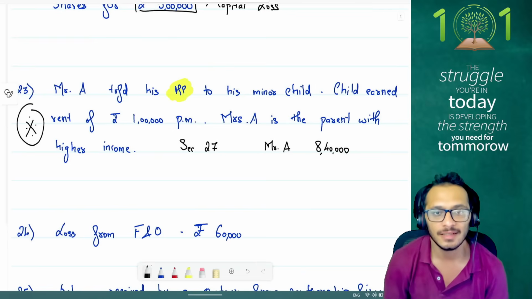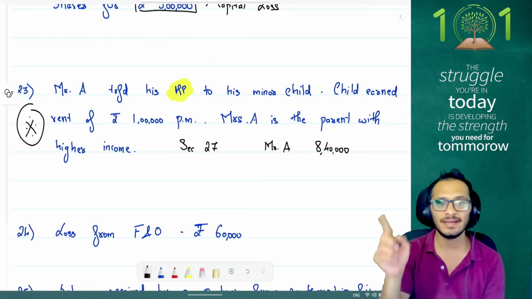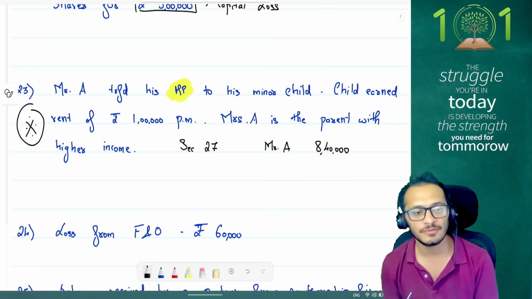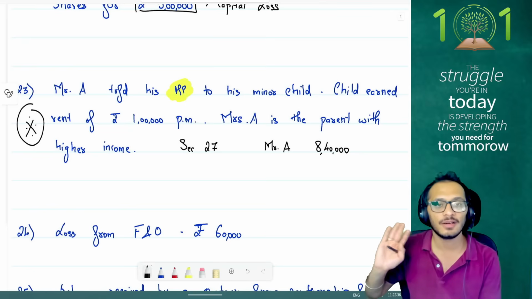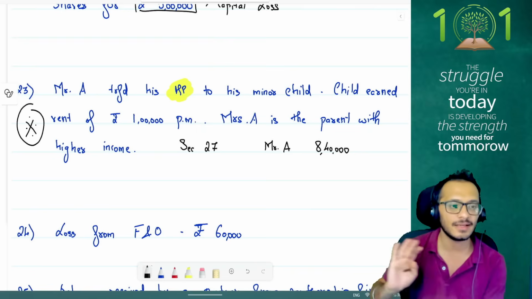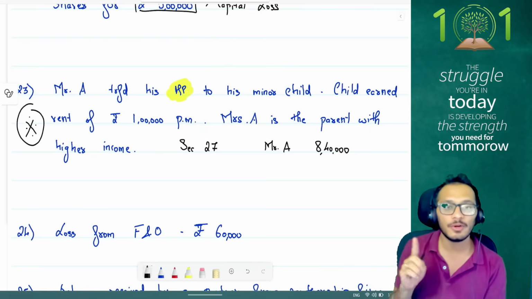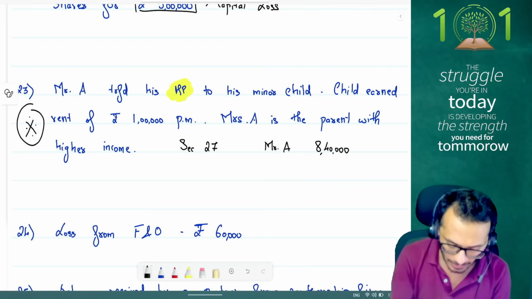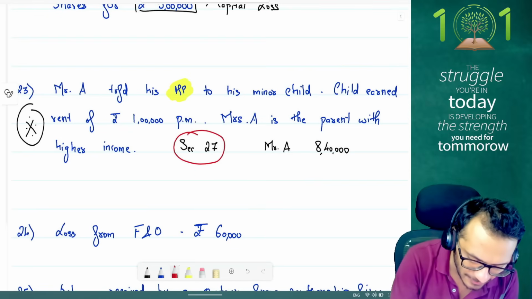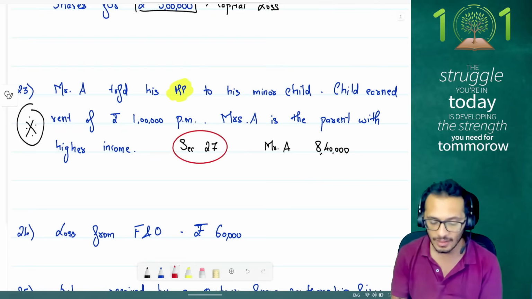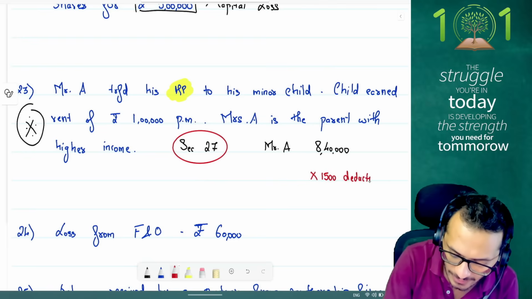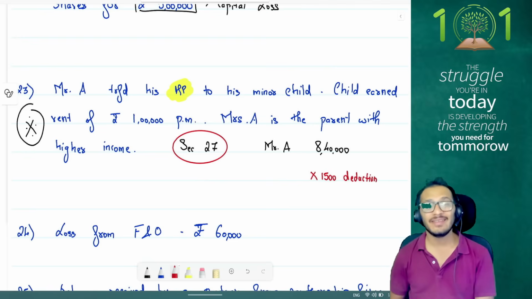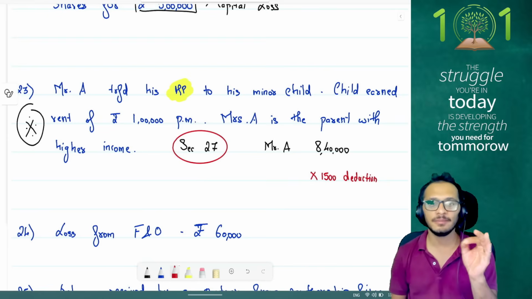Now comes the question: because this is the minor child's income getting taxed for Mr. A, can you allow a 1,500 exemption? No, no exemption will be granted to you, because I did not even apply clubbing. What did I apply? I applied deemed ownership rules. Here, I applied section 27 rules. I did not apply section 64 rules, which means I cannot give the 1,500 deduction. That is not allowed. Yes, this is a very, very tricky part, people, which has come in exam multiple times.